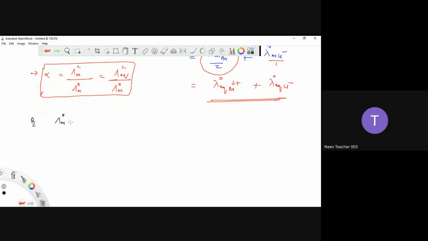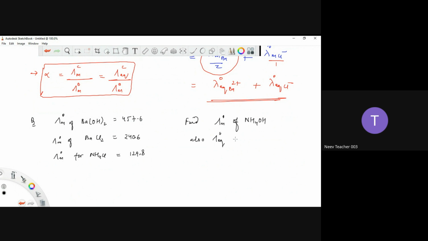If you have lambda m naught of Ba(OH) whole twice as 457.6, lambda m naught of BaCl2 as 240.6, lambda m naught for NH4Cl as 129.8, now find lambda m naught of NH4OH, and also lambda equivalent naught for NH4OH. Simple only.